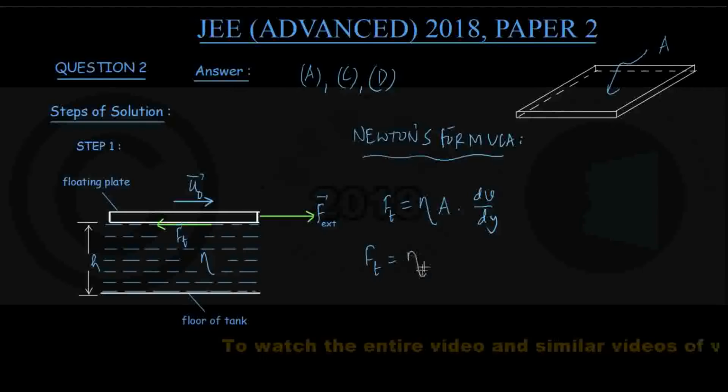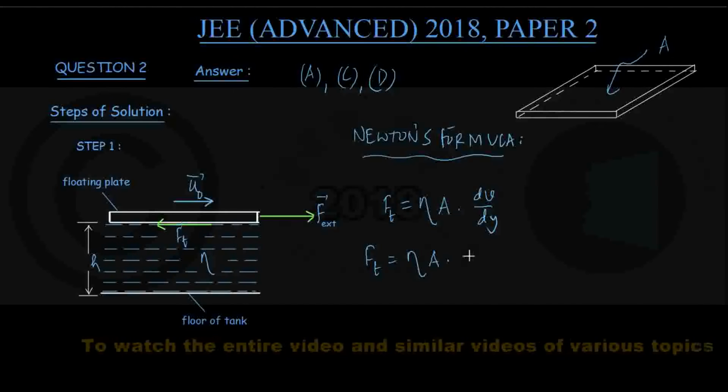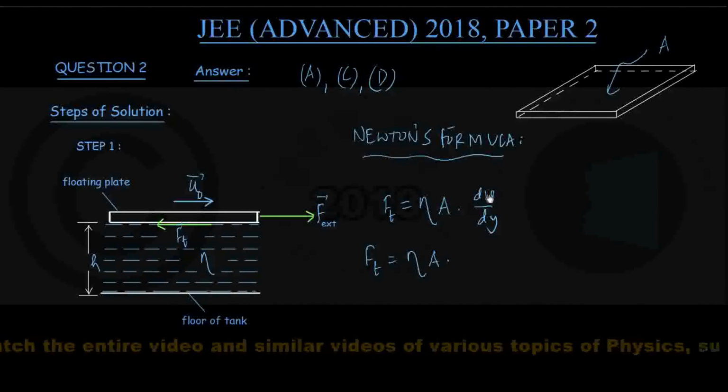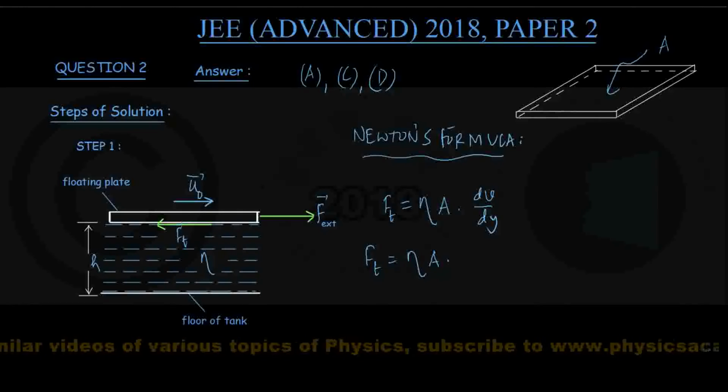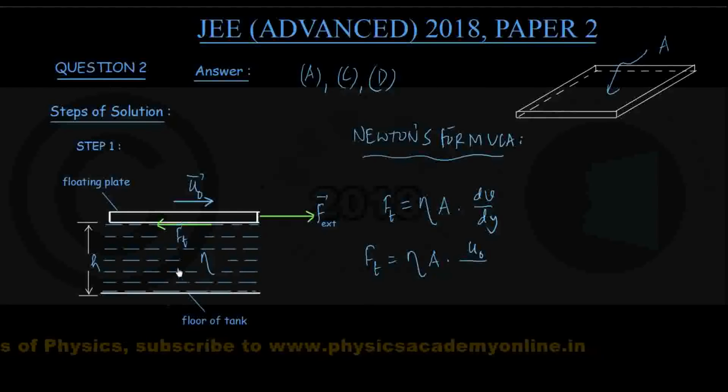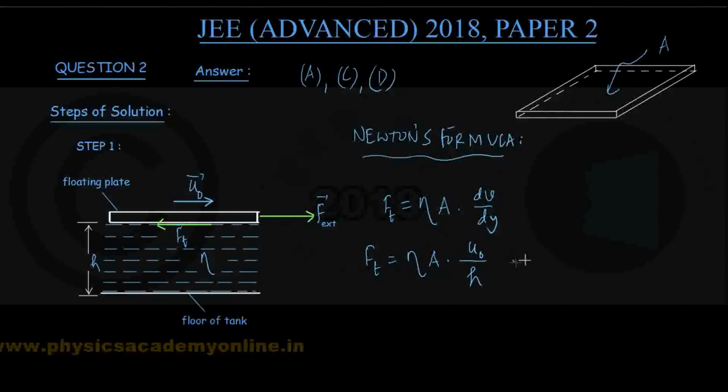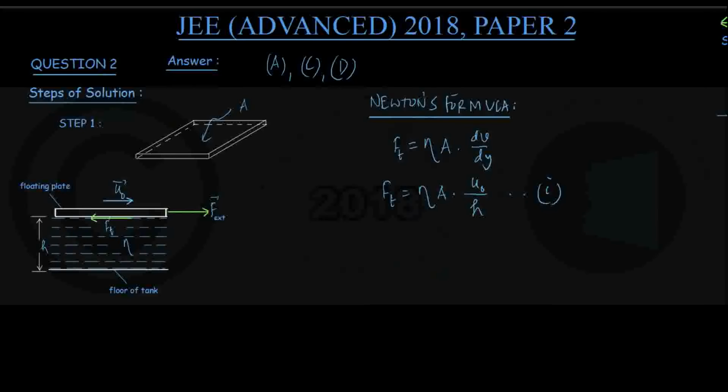Ft is equal to eta into A into, well, dV standing for the change in velocity. Velocity is u0 here, it is 0 here. So velocity change is u0 divided by this length, that is simply h. So we shall use this last equation 1 to verify various options given in this question. So in step number 2, let us see what we can conclude from this equation and compare that with the different statements given in the problem.